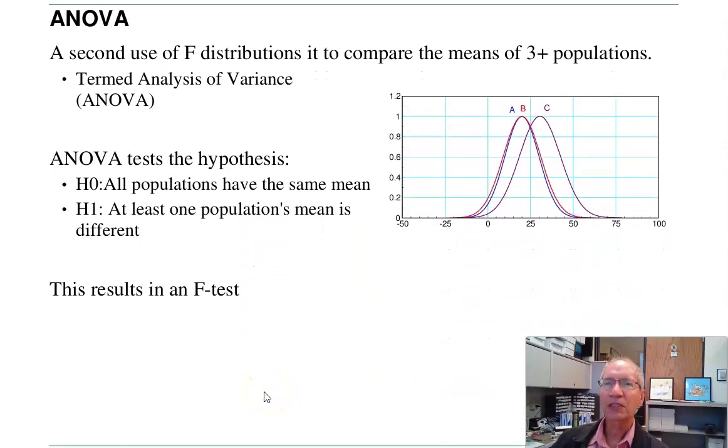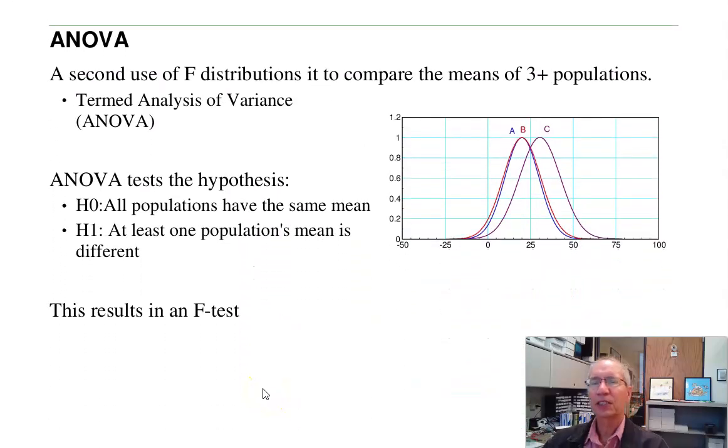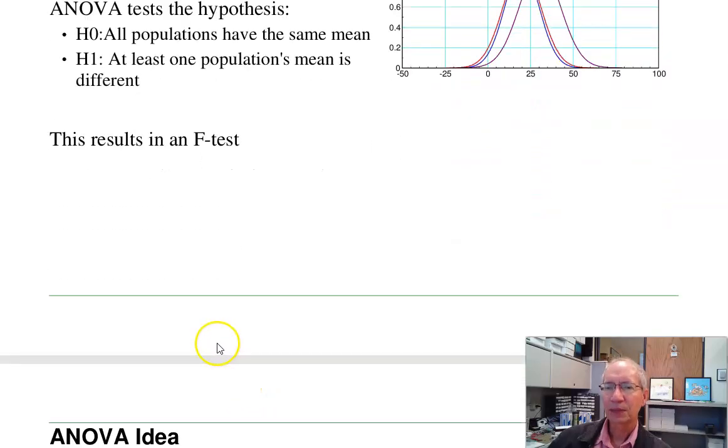Now, analysis of variance is a second use of F distributions. It's used to compare the means of three or more populations. What analysis of variance does is it tests the hypothesis that all populations have the same mean. The alternative hypothesis is at least one population's mean is different. The result of this is an F-test.